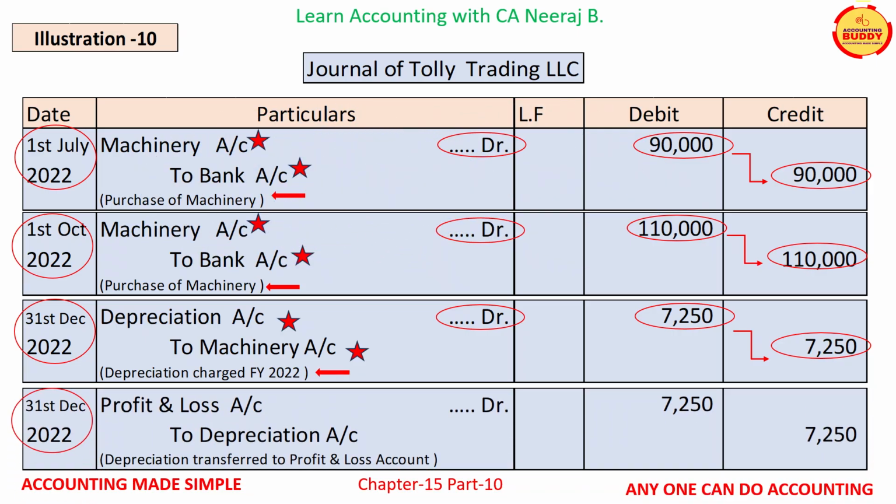On 31st December 2022, depreciation for the financial year 2022 is transferred to the profit and loss account by passing the entry debit profit and loss account and credit depreciation account for $7,250 by writing the proper narration.